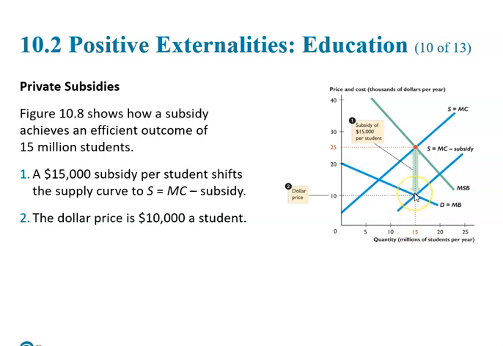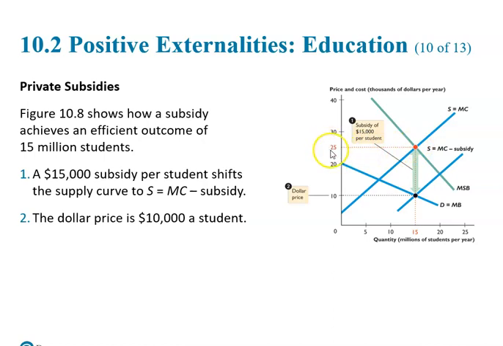And how do we cover the rest of the cost of education? Through subsidies which are being provided by the government. And if you include that subsidy from this point onwards, we will be able to get to the efficient outcome of 15 million students per year with the price of $25,000 per year.